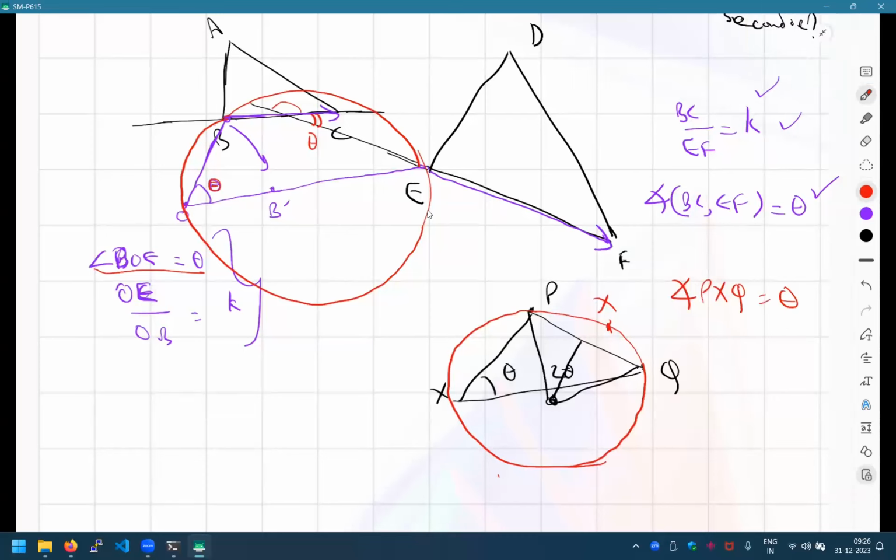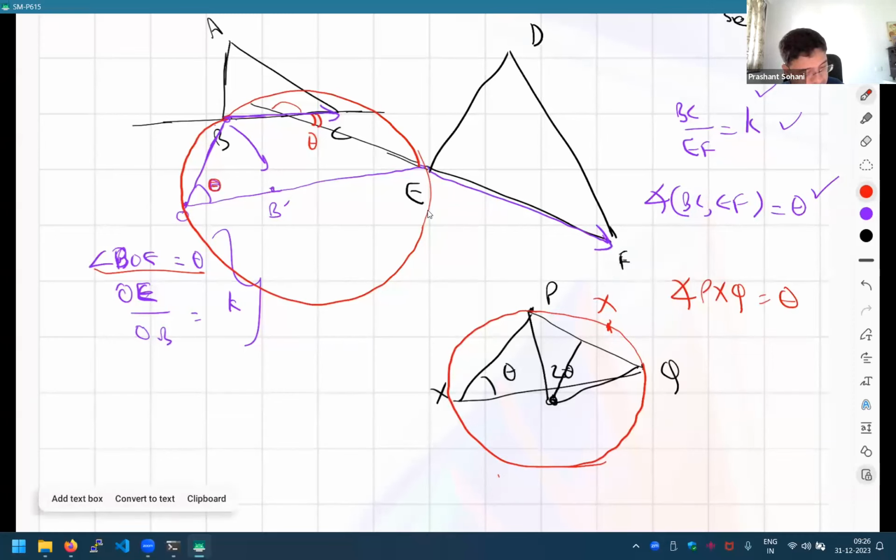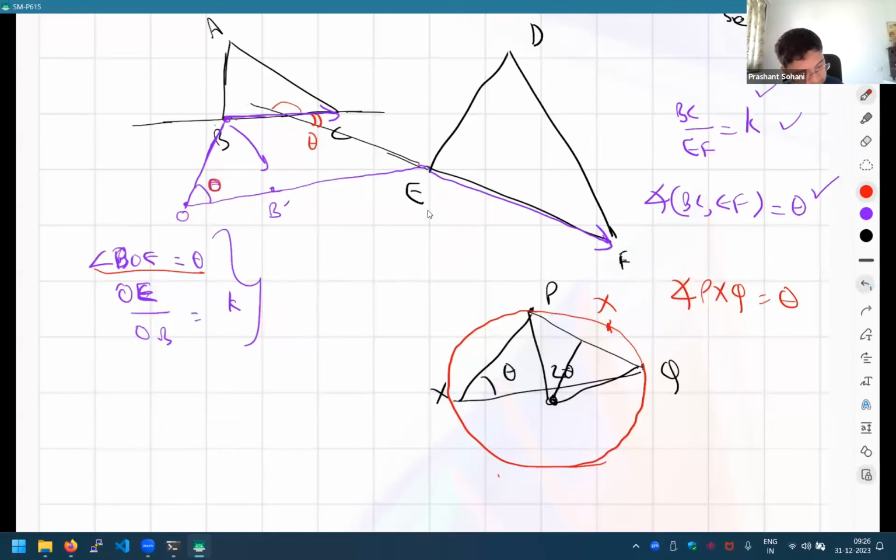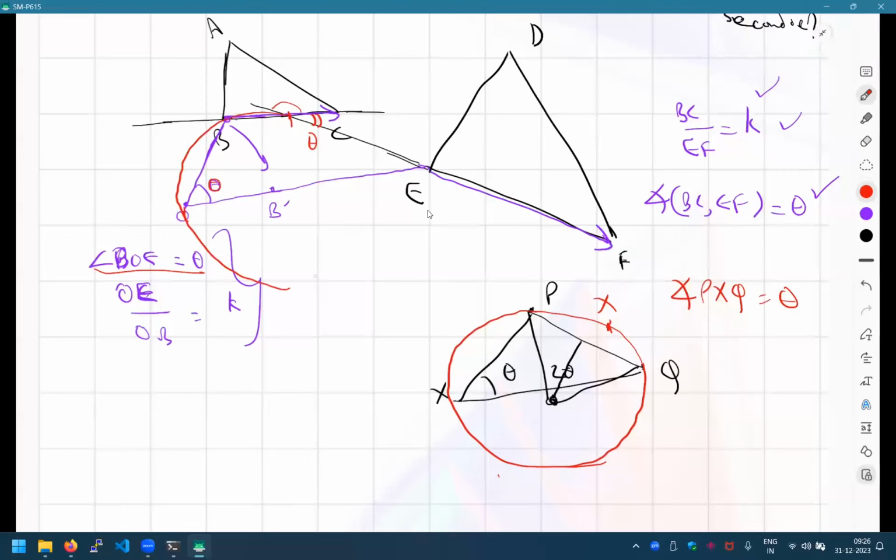So this theta is not the same as the theta between EF and BC, right? Yeah, it is the same theta. Why not? Actually, my diagram doesn't make it clear, but maybe I should redraw the diagram. The circle is going to pass through this point. It is going to be a cyclic quadrilateral. Then why is that angle PXQ also theta on the other side of the circle?